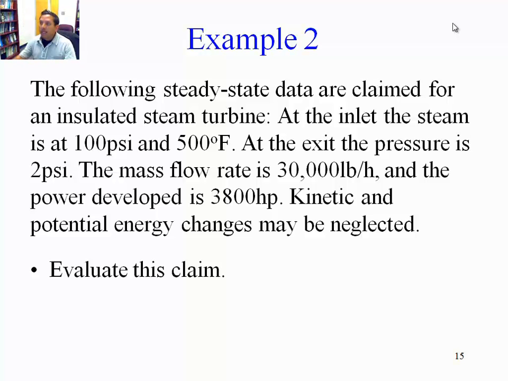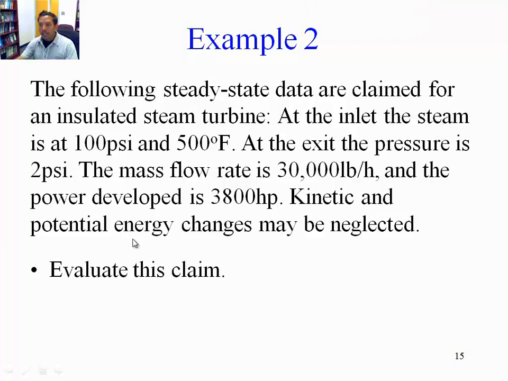Now, we have a steady-state turbine. It's insulated, so it's an adiabatic process, and there's some data that is claimed from this turbine, some data that was measured, where it says that the inlet is 100 psi and 500 Fahrenheit, while the outlet pressure is 2 psi. The mass flow rate in this turbine is 30,000 pounds of steam per hour, that's water vapor. And the power developed in this turbine is 3,800 horsepower. Now, this is data that was collected and measured maybe through a dynamometer.